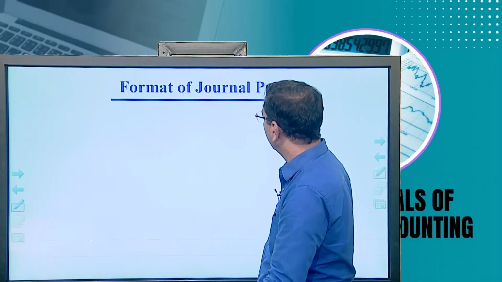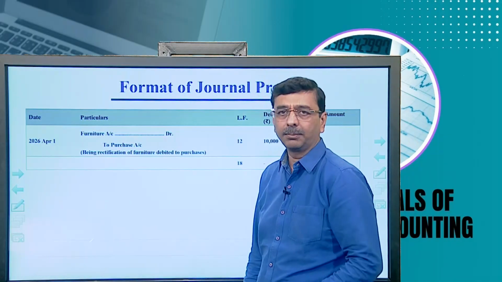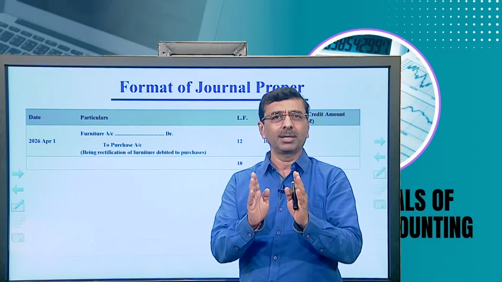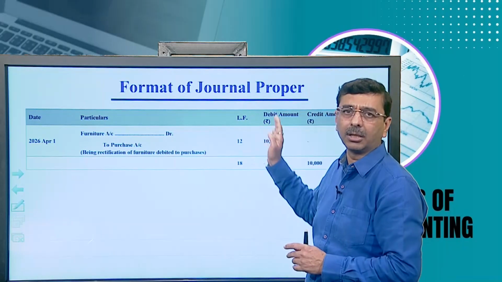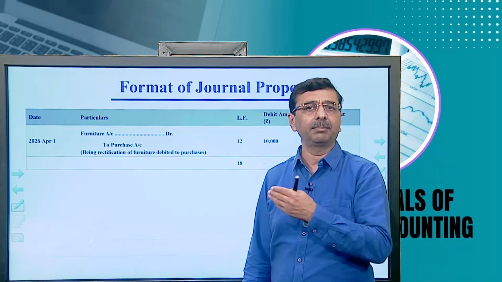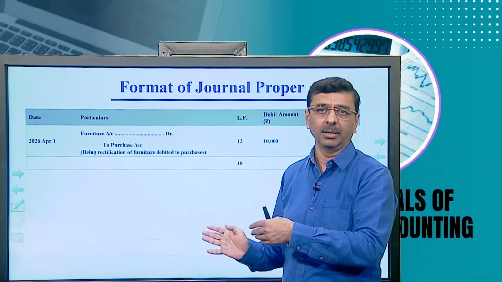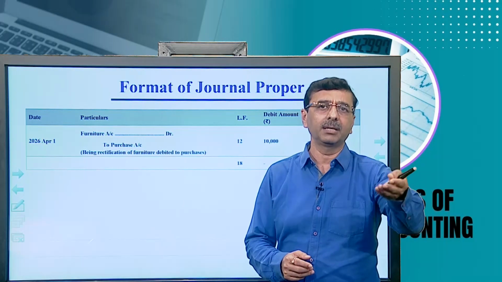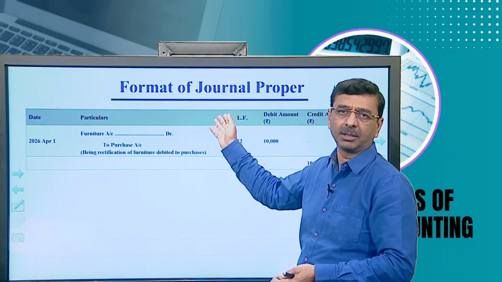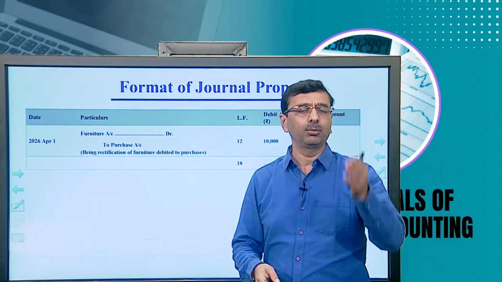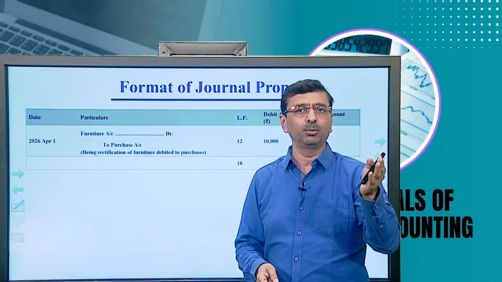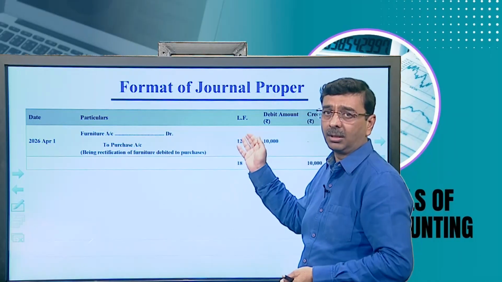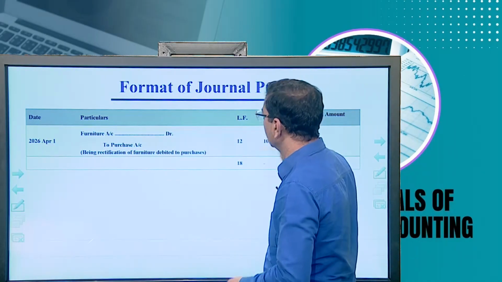Alright, so now we'll have to see the format of journal proper. As I mentioned, journal proper and journal book are both the same, only the name is journal proper. Why is it journal proper? Because we are preparing this journal after the subsidiary books. So it is prepared parallelly. When you are preparing a subsidiary book, then you need to prepare journal proper. If you are not preparing a subsidiary book, then only the journal book is prepared, and all transactions will be recorded in the journal book. But here, because of the subsidiary book, we are preparing a journal proper.